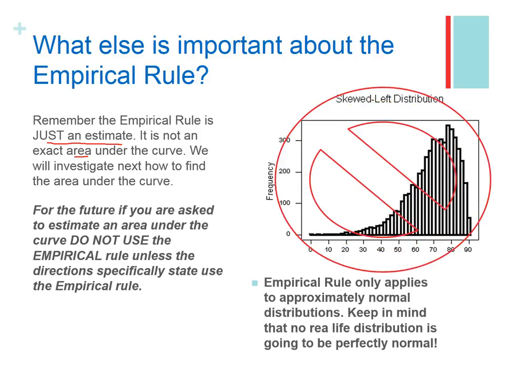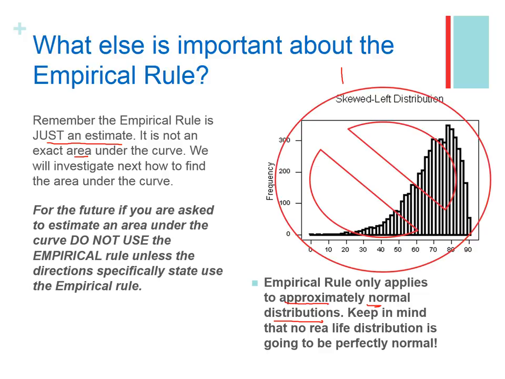All right, also please remember this. The empirical rule only applies to approximately normal distributions. So all the calculations that we've been talking about from now on are from approximately normal distributions. Keep in mind, no real life distribution is going to be perfectly normal, but approximately normal.